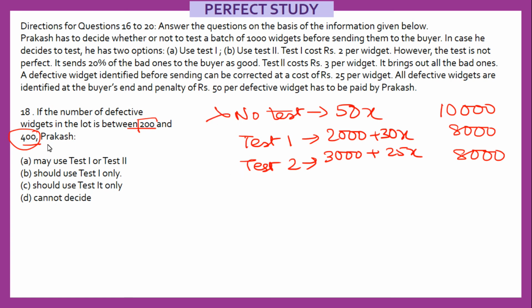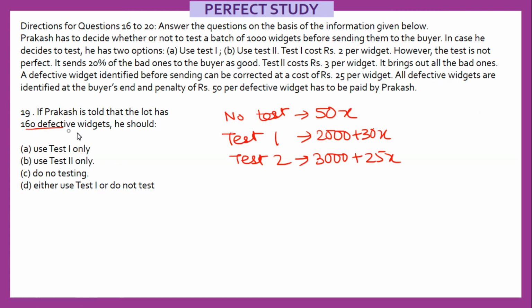Now let me check for 400. So for 400 case in test 1 I will get 12,000 plus 2,000, 14,000, and here for 400, 10,000 plus 3,000, 13,000. So test 2 becomes cheaper. He should use test 2 only.